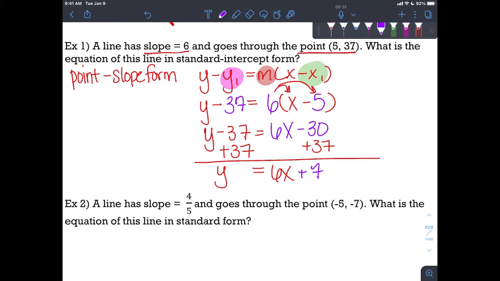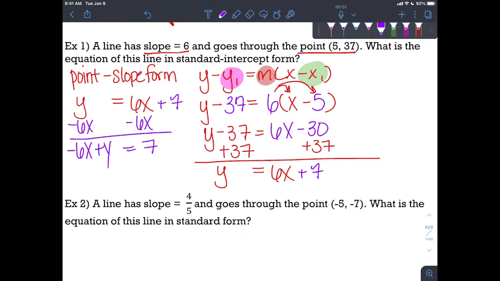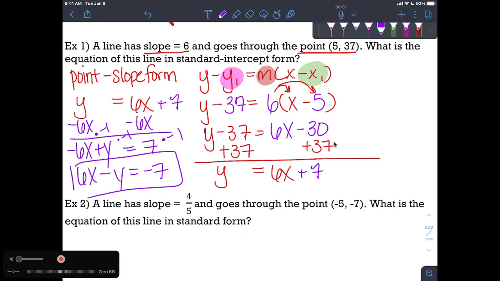Slope intercept form. If I wanted standard form, all I have to do is move that 6x over. And because it's negative, multiply everybody by -1. Now it's in standard form. So pretty simple. Now, of course, you can still plug these in y equals mx plus b, but doing it this way is usually a little bit easier and it automatically gets you to the equation.